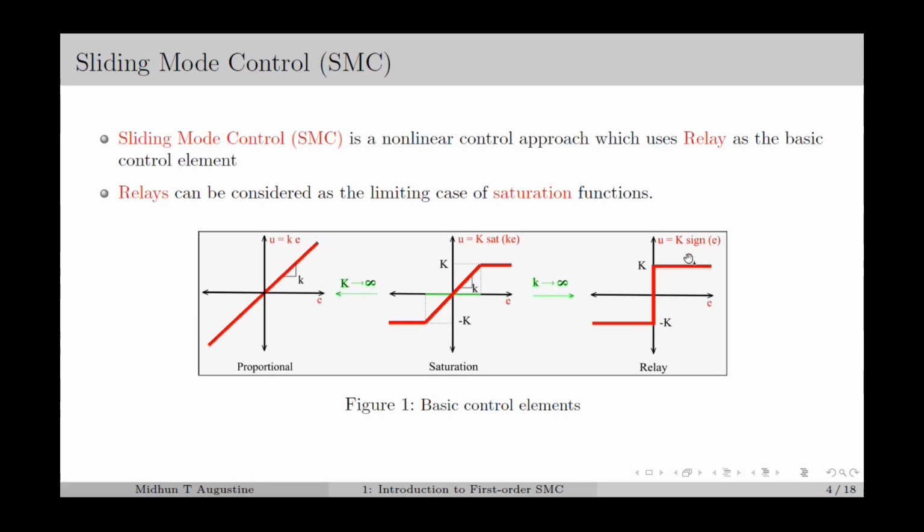Then K times signum of e takes a value of plus K if error is positive and a value of minus K if error is negative. At e equal to 0, the control input u can take any value between plus K and minus K as shown here. However, in practice, we can fix the input to either minus K or plus K for e equal to 0. In short, we can say that the proportional element and relay are limiting cases of saturation element. Also, relay and saturation are nonlinear control elements, whereas proportional element is linear. In SMC, we use a relay as the basic control element, and since relay is a nonlinear control element, SMC is a nonlinear control approach.